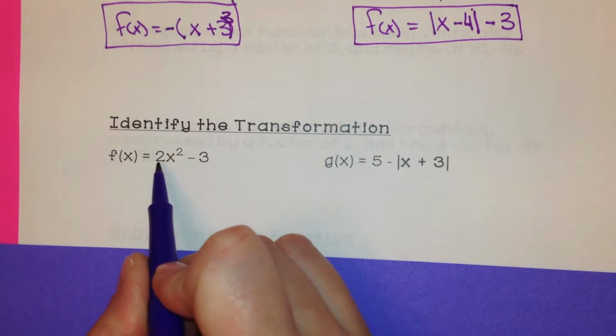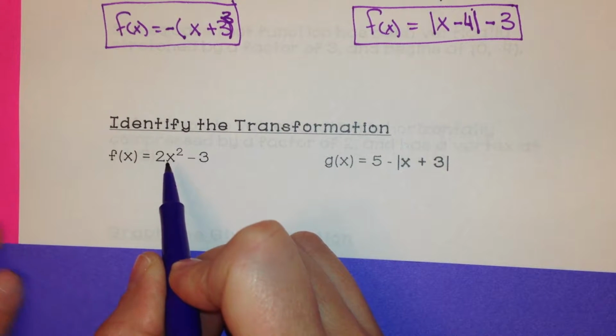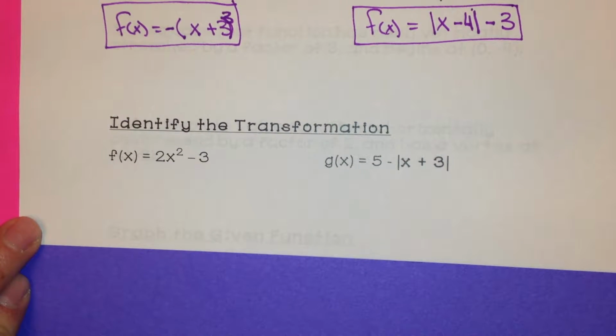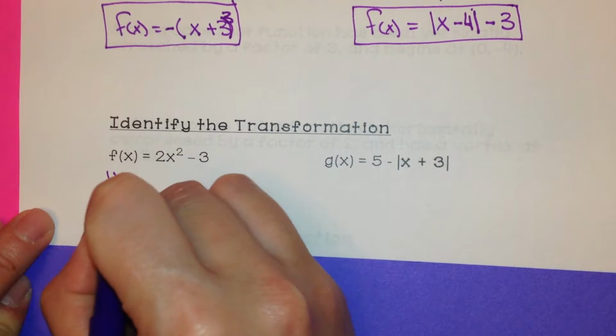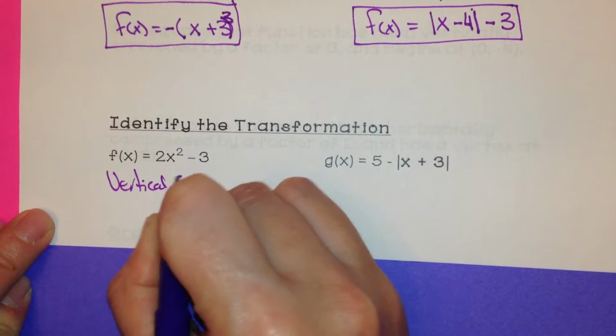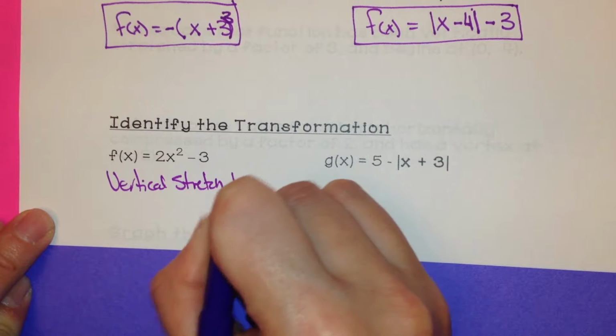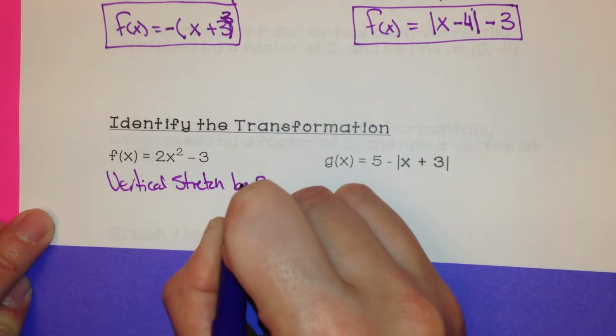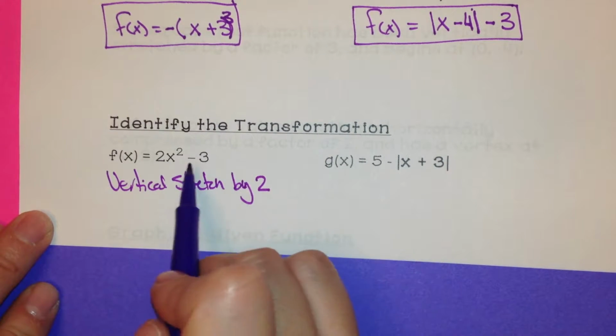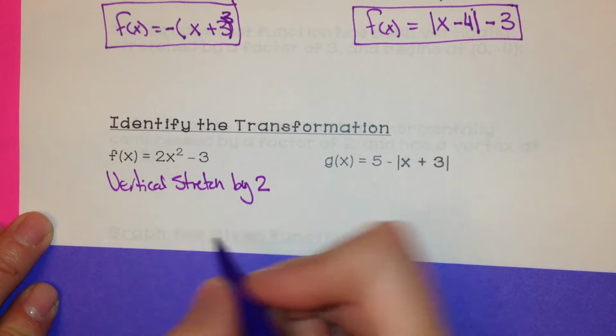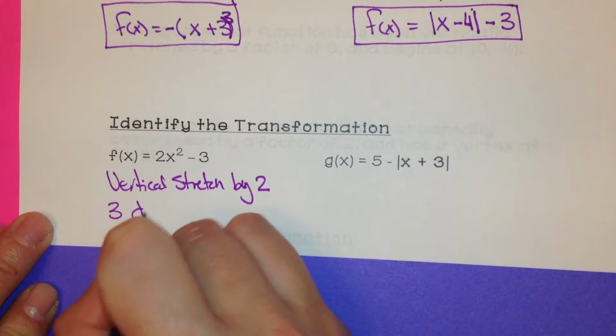All right, so x is multiplied by 2. It's not inside the parentheses, it's outside. So vertical stretch by a factor of 2. I'm just going to put by 2. And there's a minus 3 on the outside, so it also shifts it 3 down.